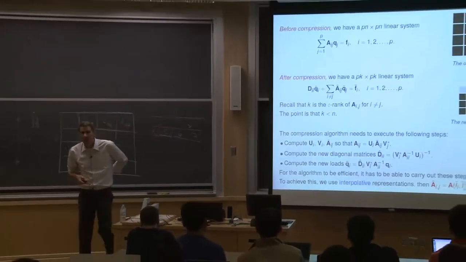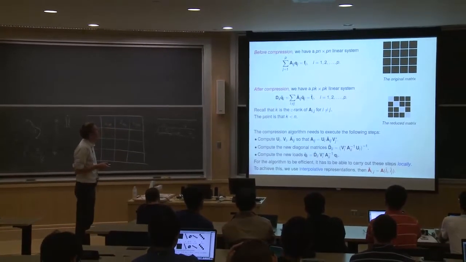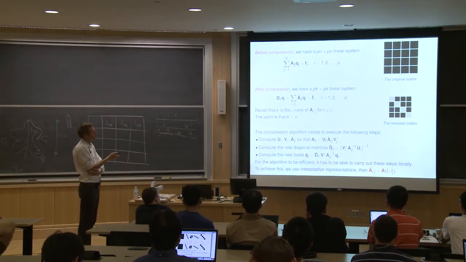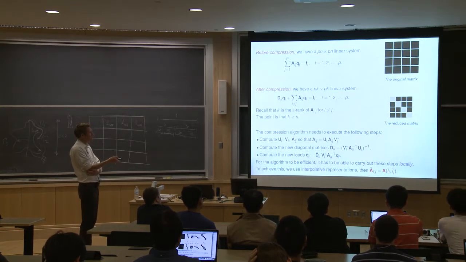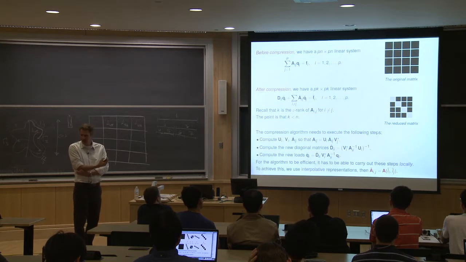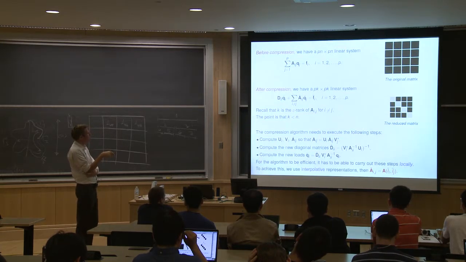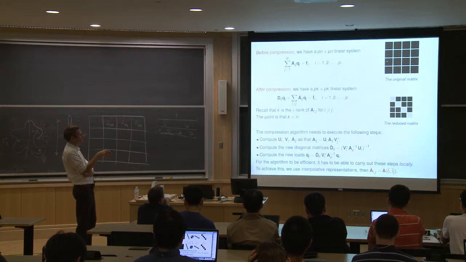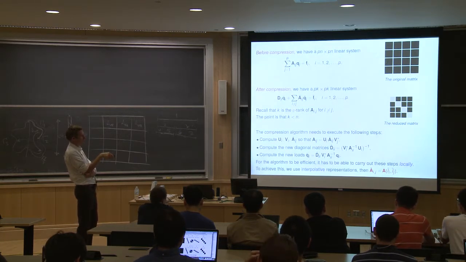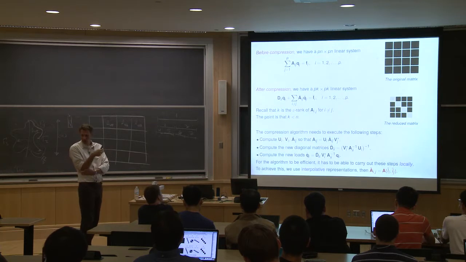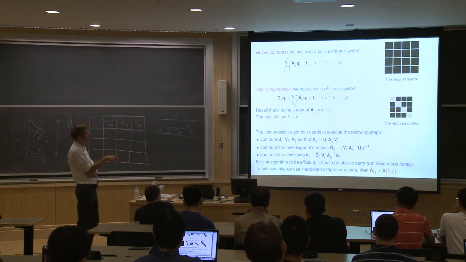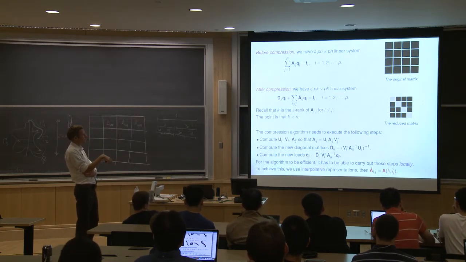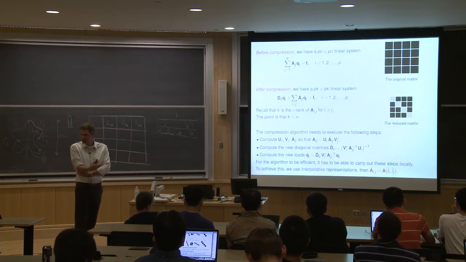All right, so let's see what we've done at this point. Before compression, we had a block system with a matrix looking like this. So the block size is big. After compression, we have a coefficient matrix with the same block structure, but with smaller blocks. So what do we need to do to go from here to here? Well, if we use an interpolative decomposition, all we need to do is compute the basis matrices Ui and Vi, which includes, of course, identifying the skeleton vectors that tell you which are the spanning rows and the spanning columns. We need to compute the new diagonal matrices, and then we need to compute the new loads. And that's what we need to do to construct the reduced system.